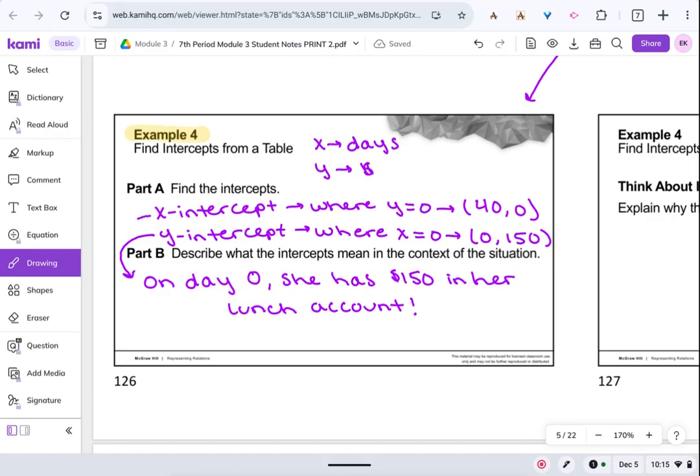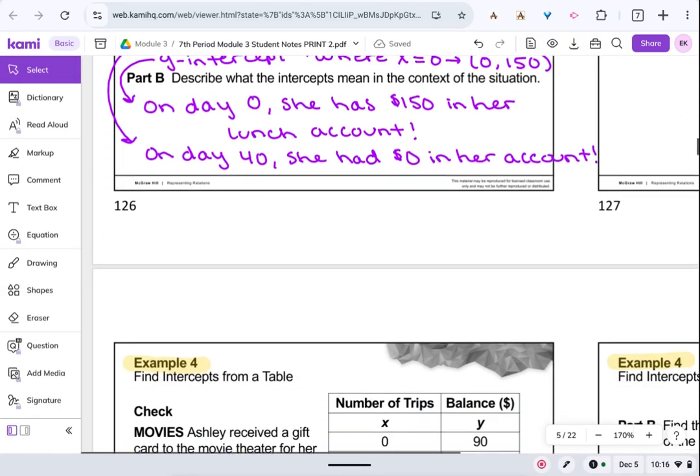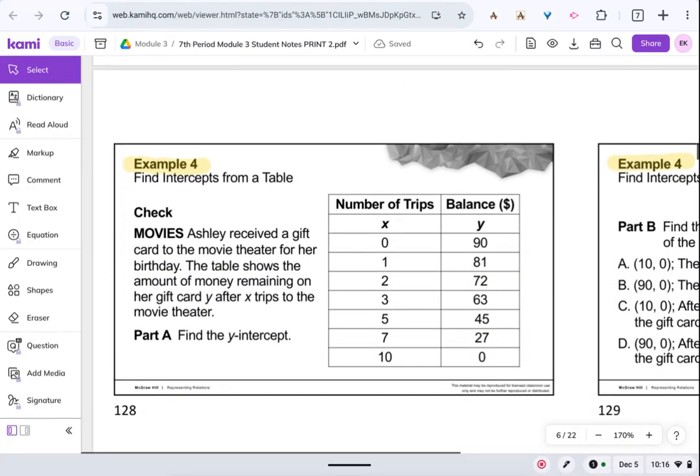For the x-intercept, my day is now 40 and my y, my money, is 0. So that means on day 40, she had $0 in her account. So that is how we would go about, I'll make that look a little better here. That's how we would go about talking about what these ordered pairs actually mean. Okay, we're going to look at one more example like this on the next page, slide 128.